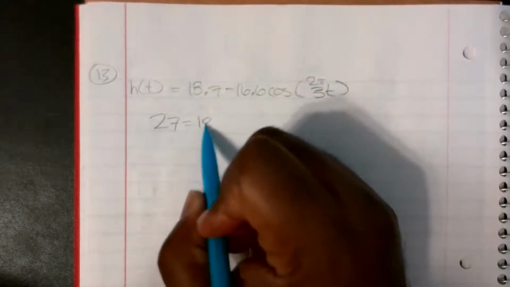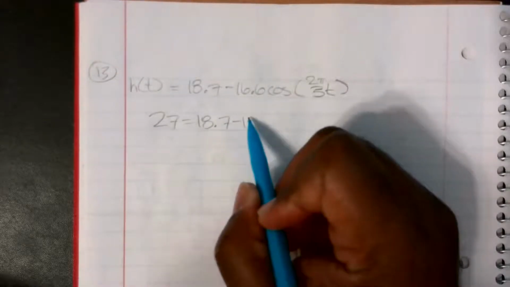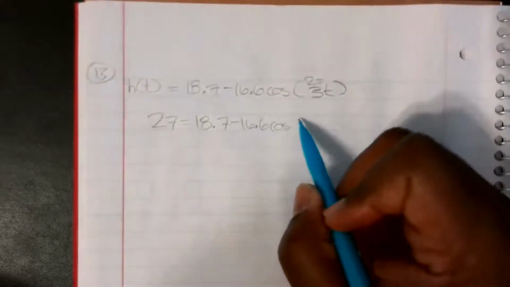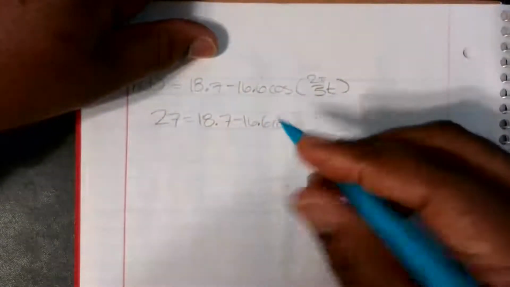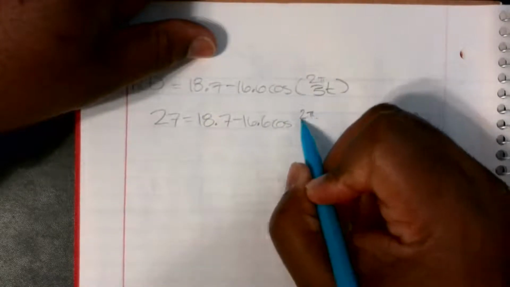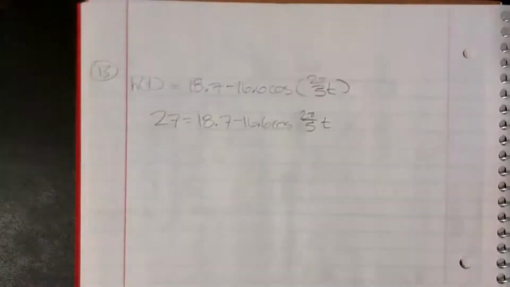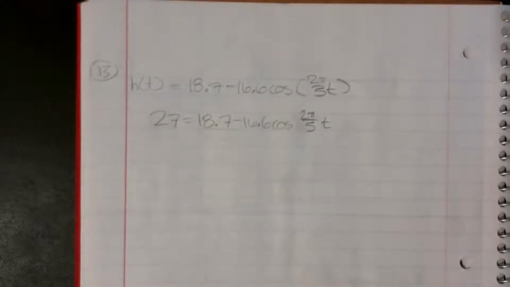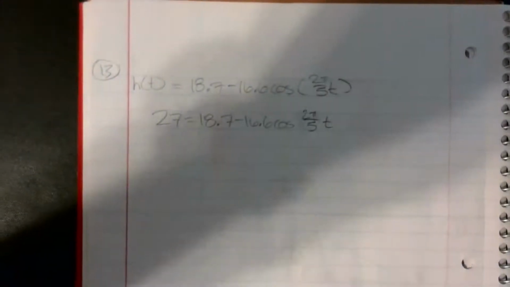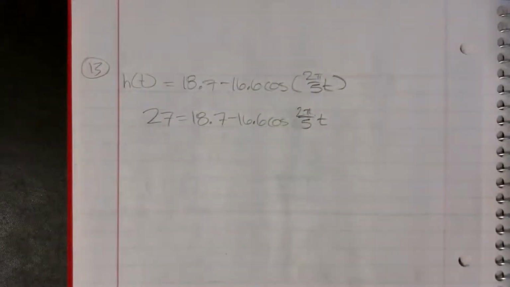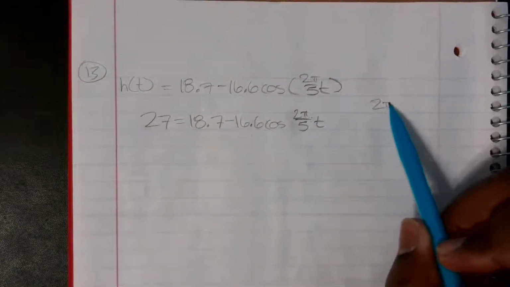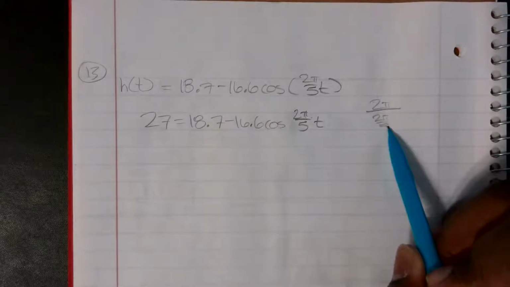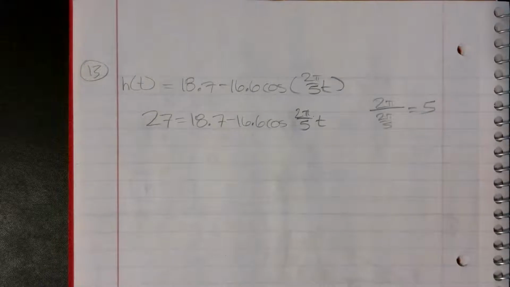So, 27 is equal to 18.7 minus 16.6 cosine of 2 pi over 5 t. Now, the period of this, as I showed at the beginning of the problem when I started it before, is 5, because it's 2 pi over 2 pi over 5. That simplifies to 5.